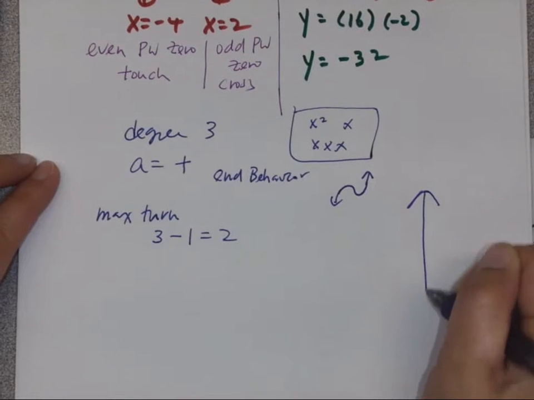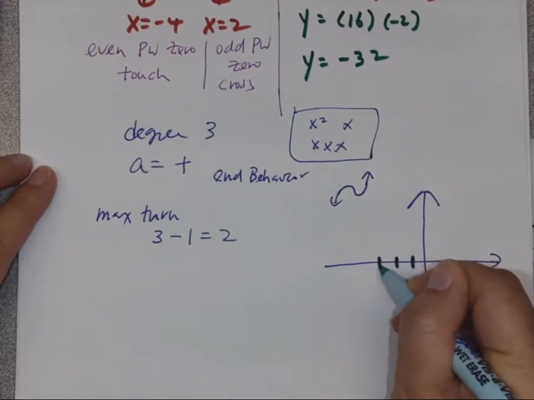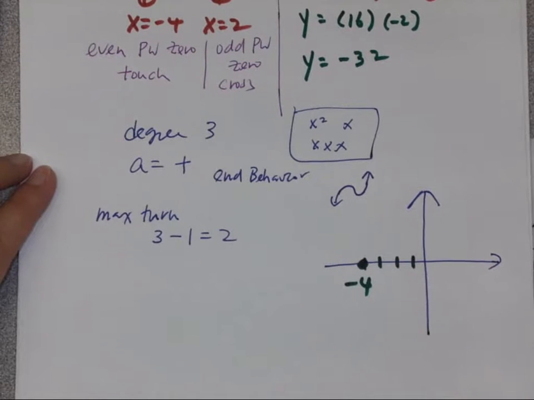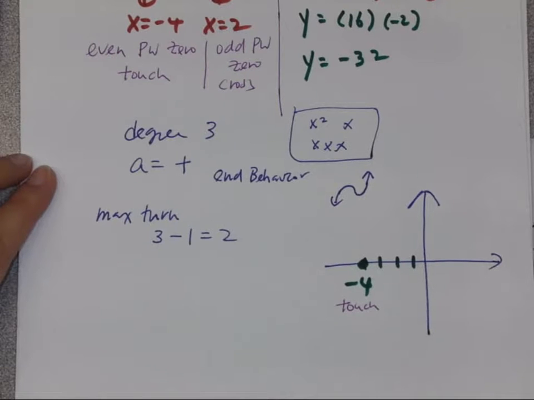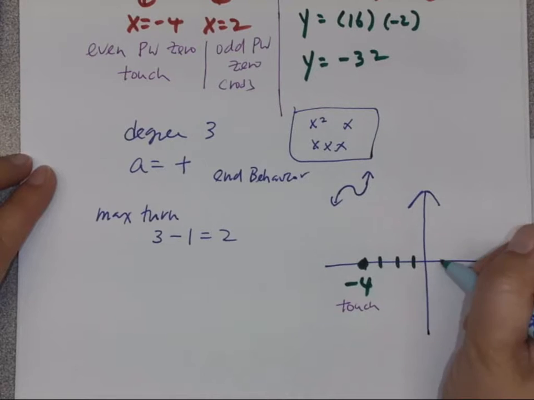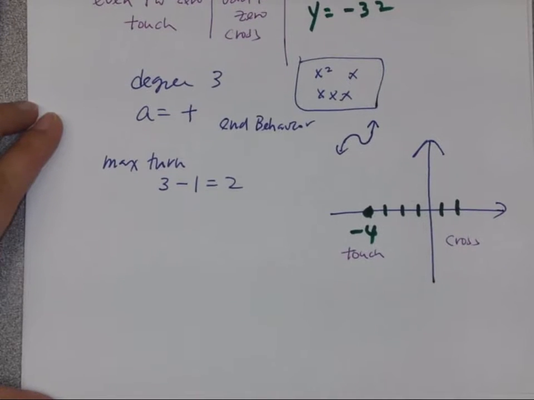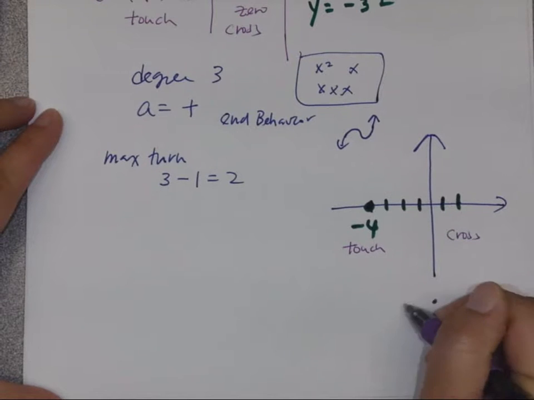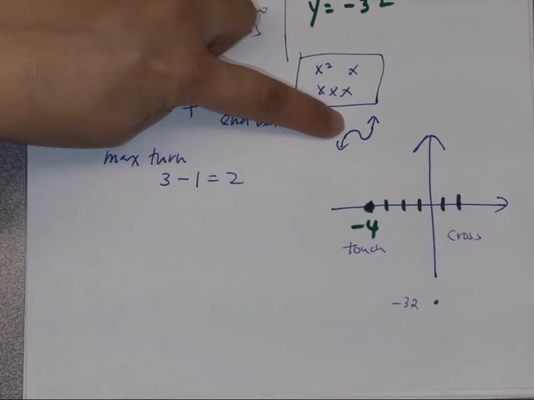And we're going to try to graph it with the points that we already have, right? We have x equal to negative 4, which is supposed to be touching. So anytime you look to the maximum turn, you got to subtract 1 from the degree. All right, and then x equal to 2, which is supposed to be crossing. And the y is like negative 32 way down here. Is it okay? And it's supposed to look like this guy.